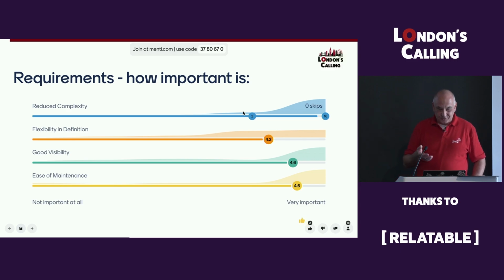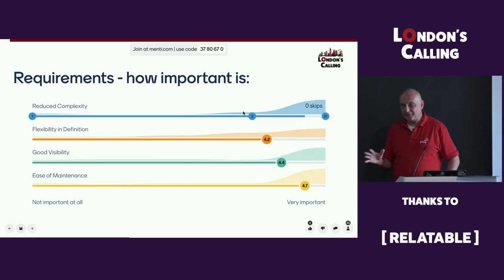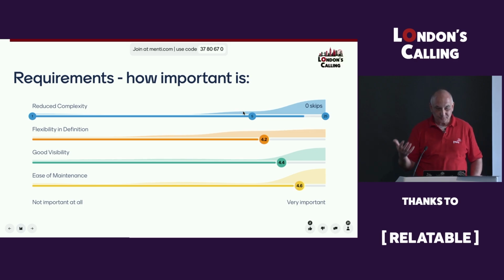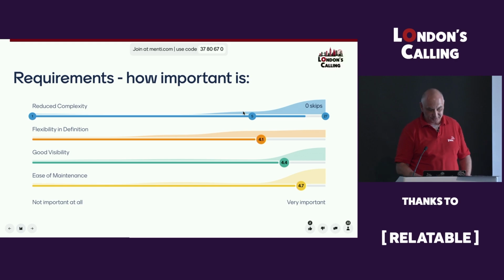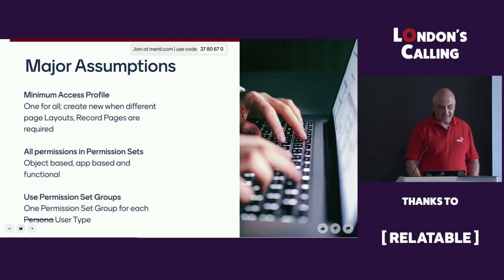As you are answering those questions, I can see that all are very important to you: it shouldn't be too complex, it should provide good visibility, and it should be easy to maintain. Yes, we all would like to be rich and healthy. It's not always possible to have everything. So those were the assumptions that we took.